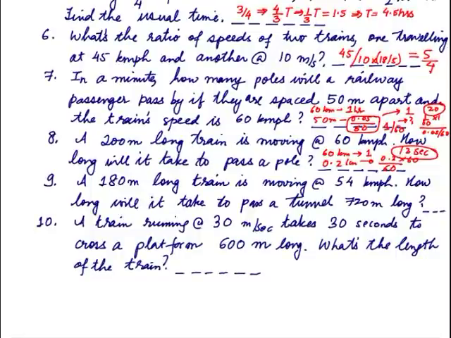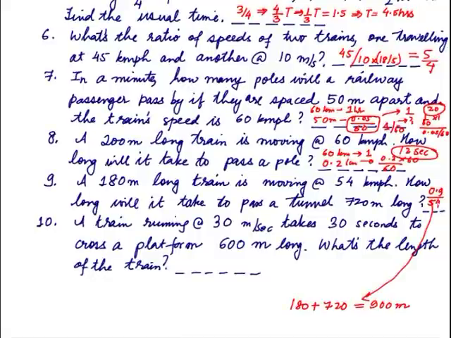So the total distance to be traveled will be the length of the tunnel plus the length of the train, which is 180 plus 720 meters, which is 900 meters. So the question basically now becomes, how much time will a train traveling at 54 kmph take to travel a distance of 0.9 kilometers? So time is distance upon speed. So our answer is 0.9 upon 54.